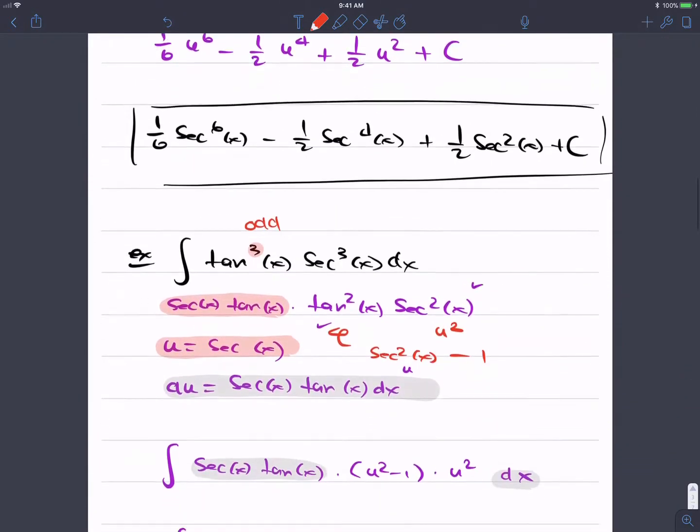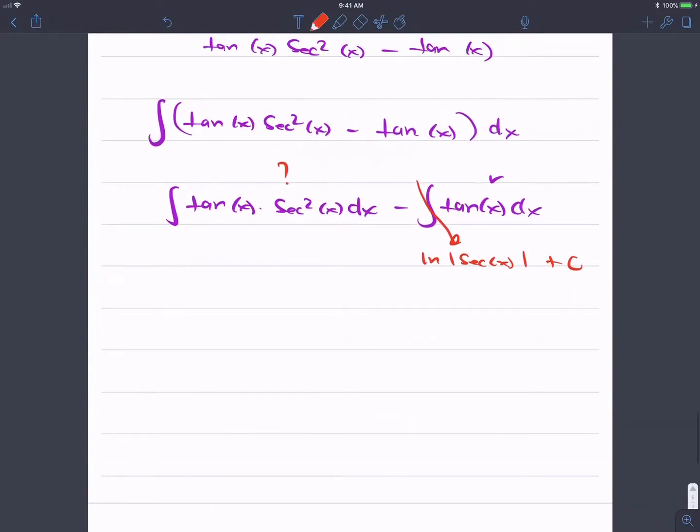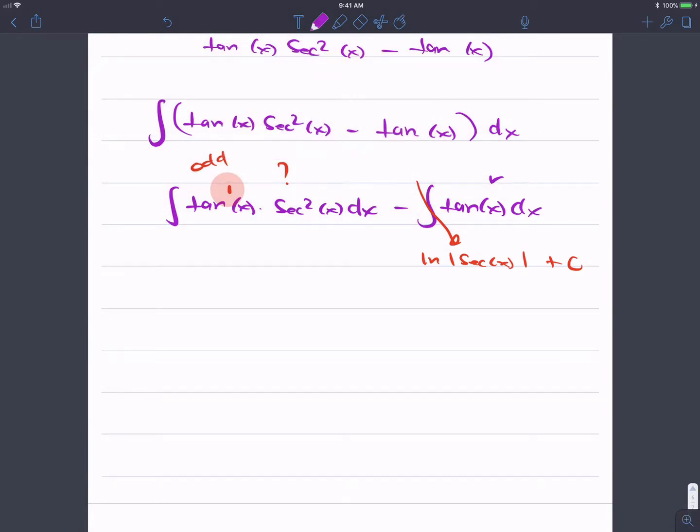Looks like we don't have a tangent secant squared. That's okay, because what do we notice about this particular problem here? What's the power? The power for this tangent is actually odd. So when the power for tangent is odd, by u-sub, we'll let u be, or let's go back.